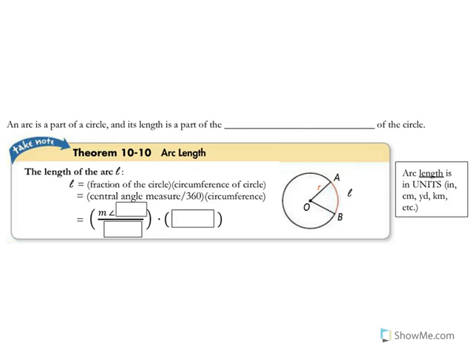Okay, now we're talking about the arc and its length. So we talked about arc measure, which is always in degrees. For length, though, length is part of the circumference of the circle. And this is a lot like what we just did yesterday with our area of a sector. The sector relates to the circle like the arc relates to the circle. It's a fraction of the circle.